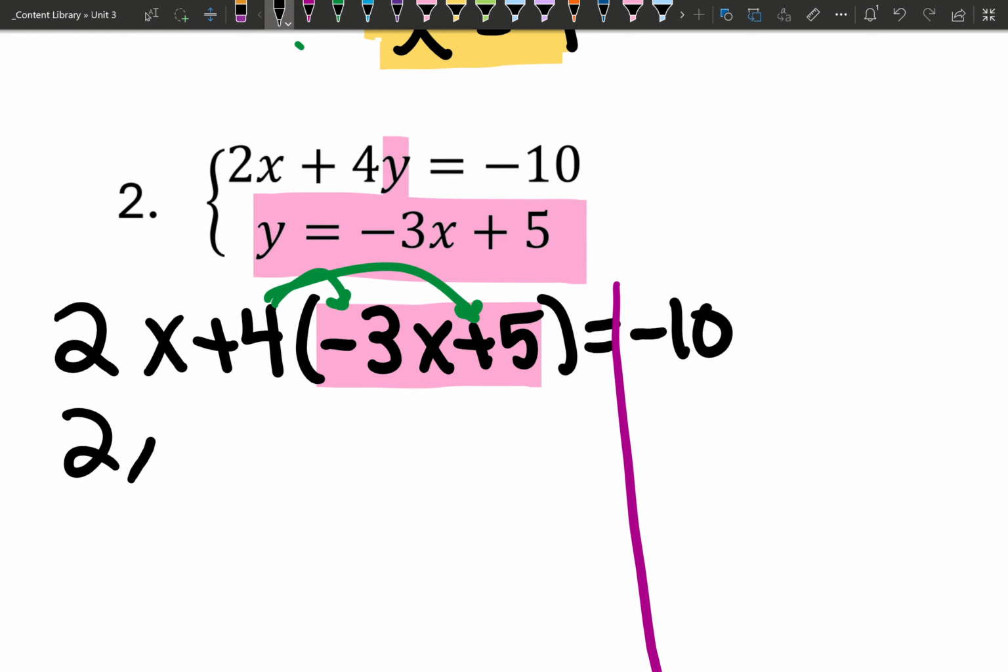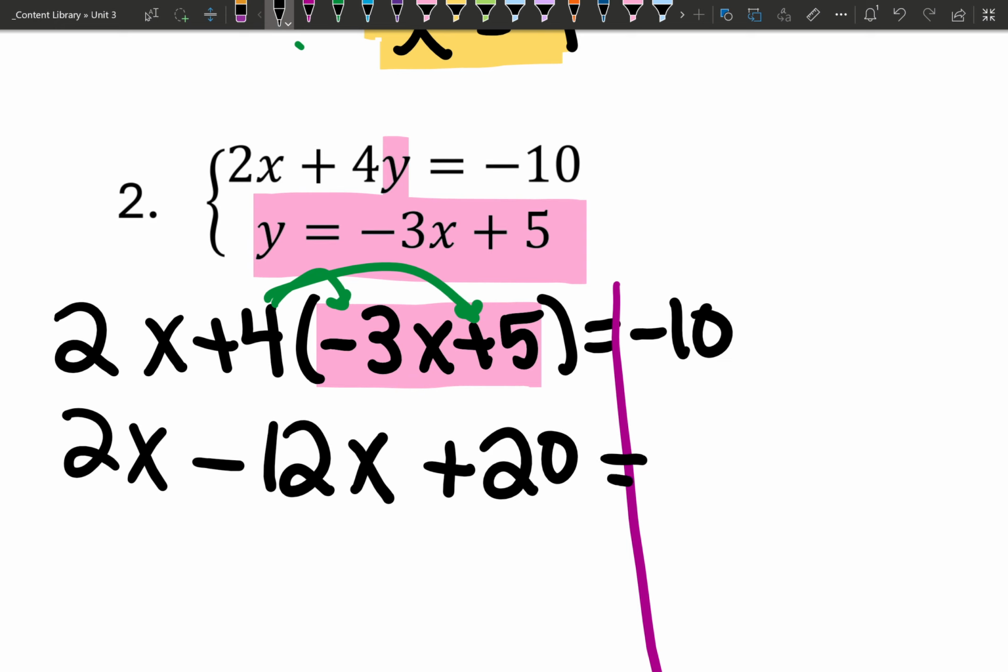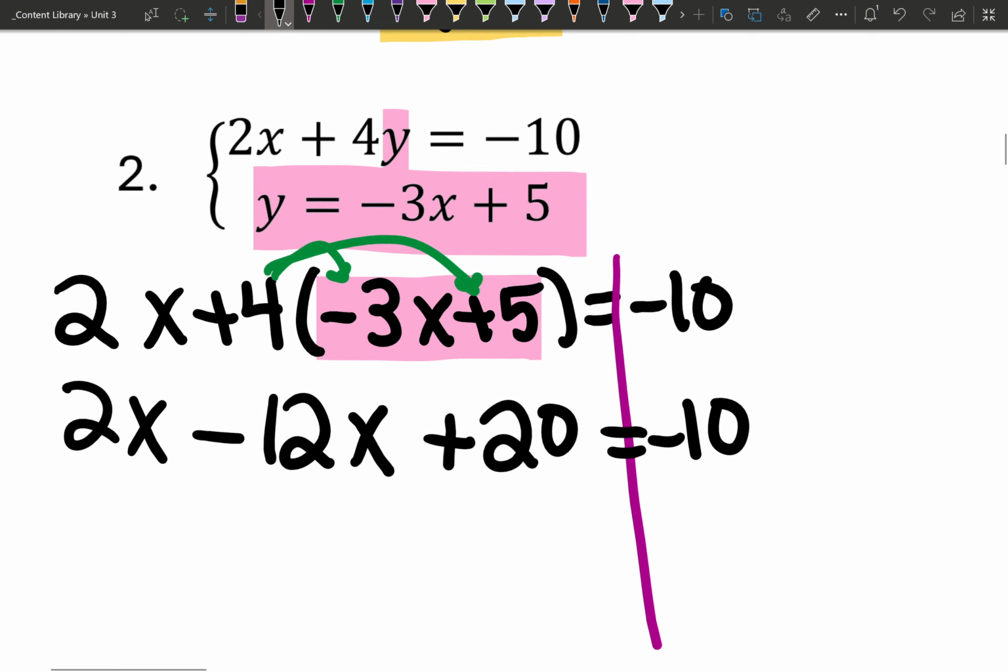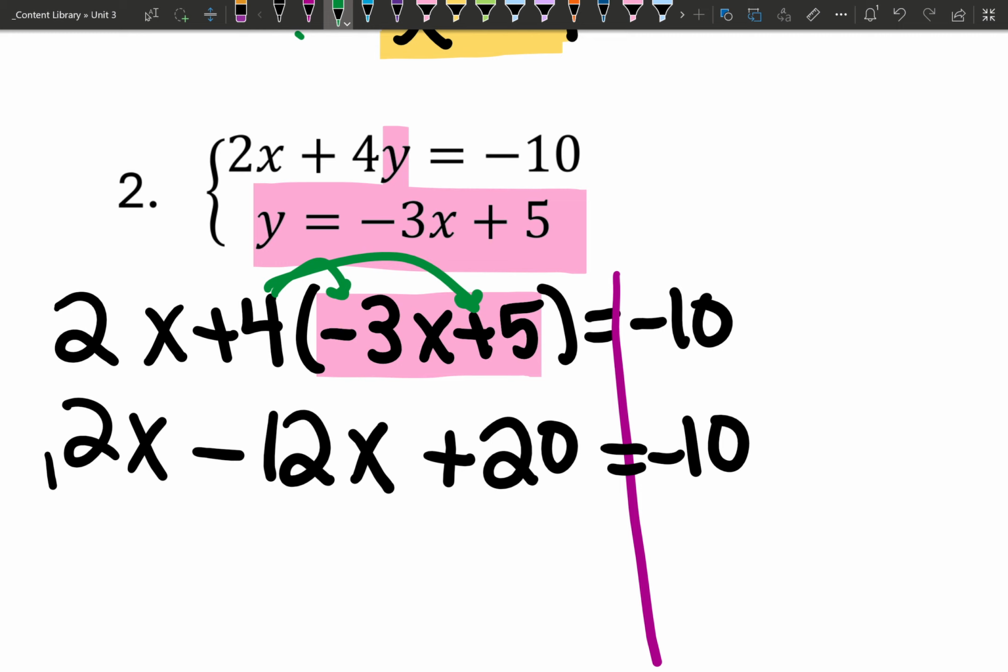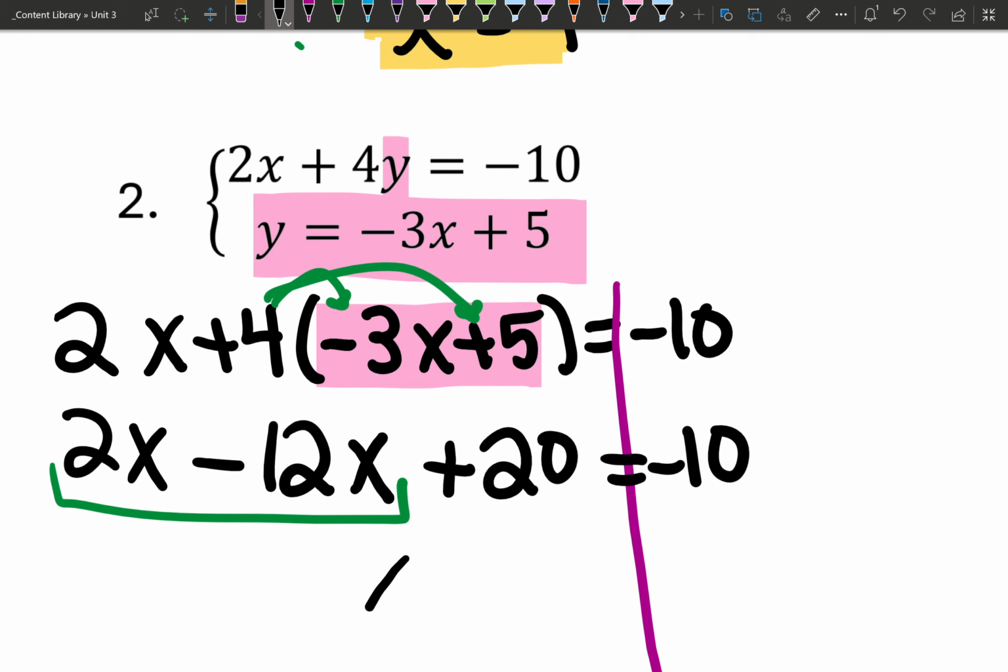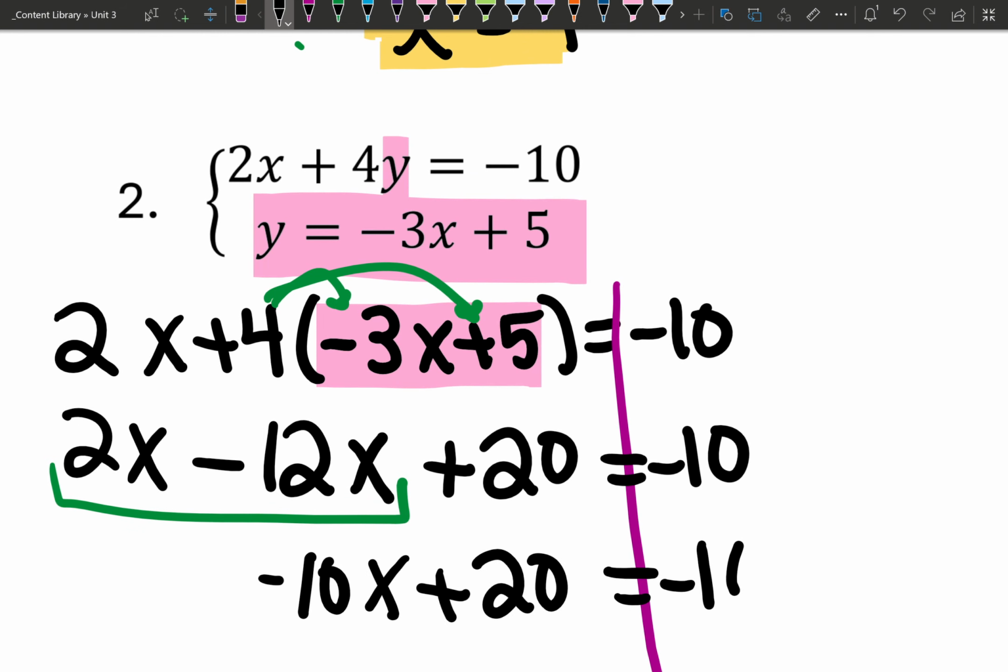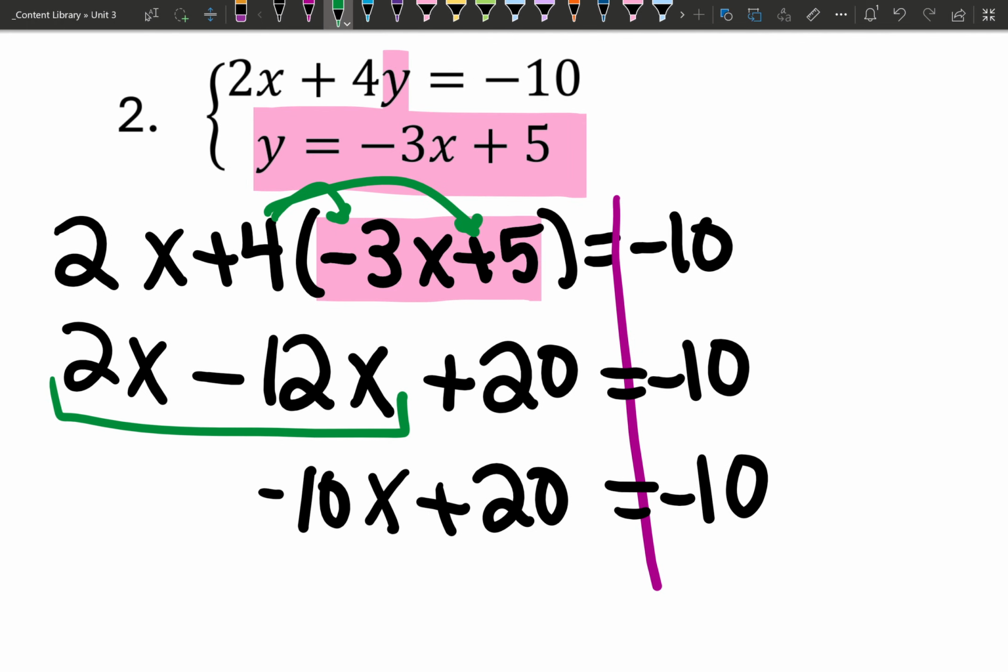Okay, so we have 2x. 4 times negative 3 is negative 12x. 4 times 5 is positive 20, and that still equals negative 10. On the left side, we're going to combine these like terms, although I'm going to change the color of that because I wanted to make it this color. There we go. 2 minus 12 is negative 10. So we have negative 10x plus 20 equals negative 10.